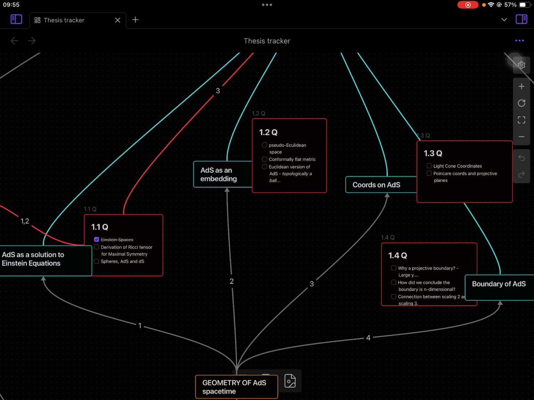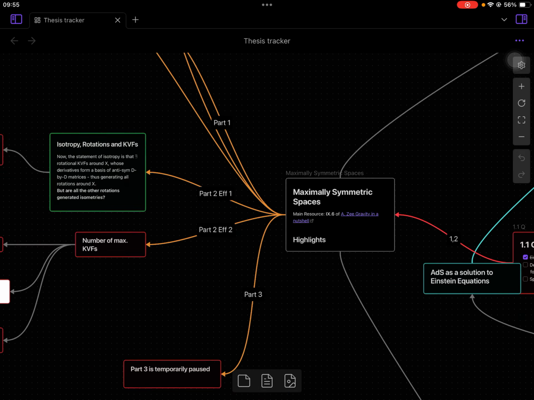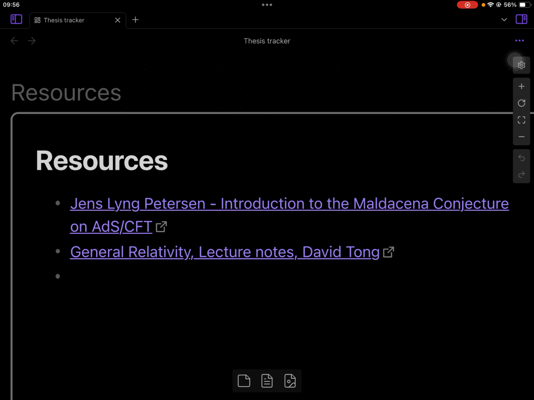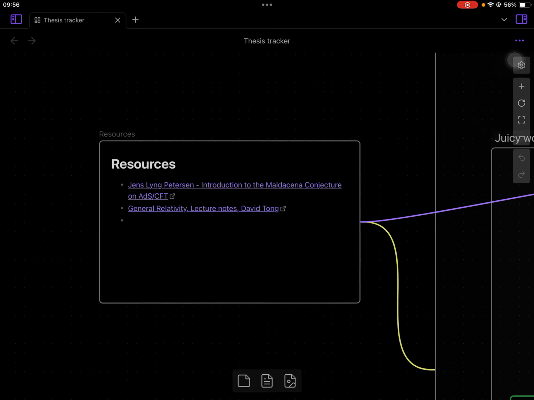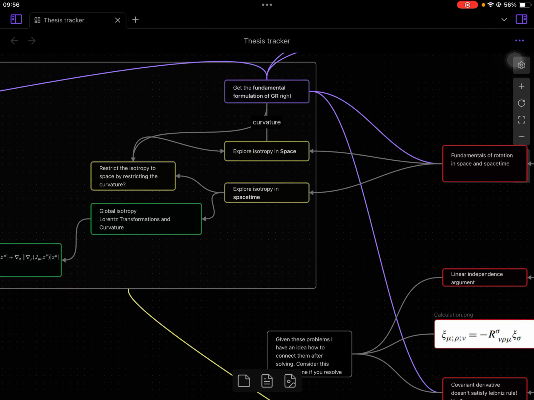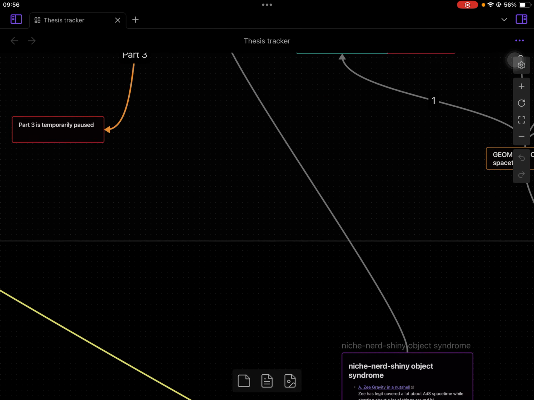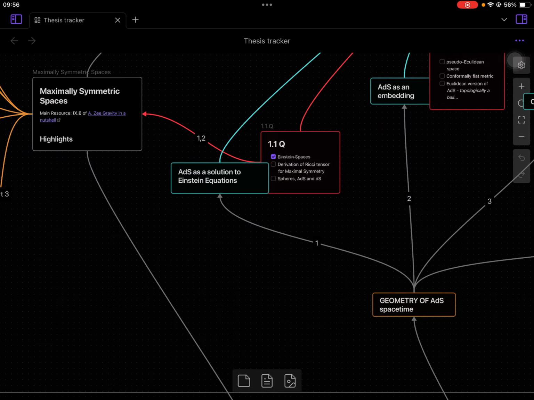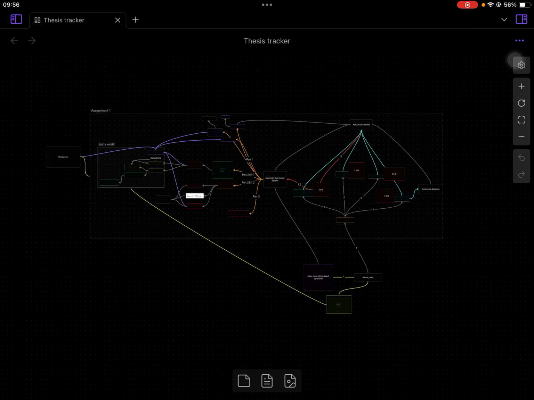So the cyan colored ones are the 4 channels to which the geometry of AdS space-time led me. These are majorly the four parts of this main resource that has been given. This is the Introduction to the Maldacena Conjecture on AdS/CFT by Petersen, J.L. Petersen. It's a good read. It's just a few sections. It's the second chapter and a few sections on the geometry of AdS space-time, the basic elements of this. And let me just give you a bird's eye view of how the canvas looks at present.